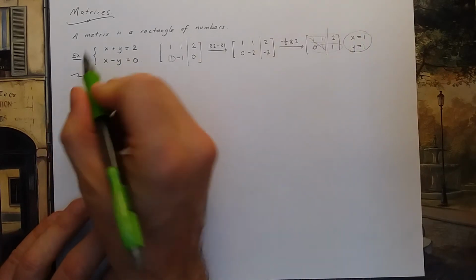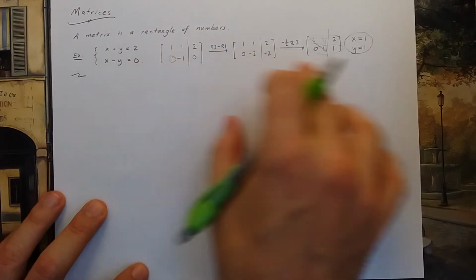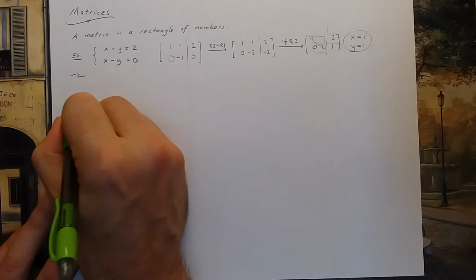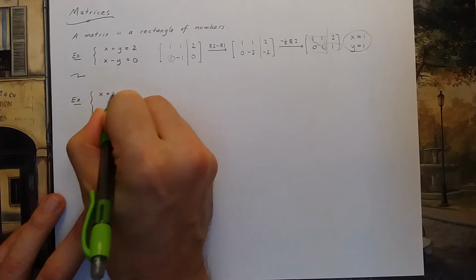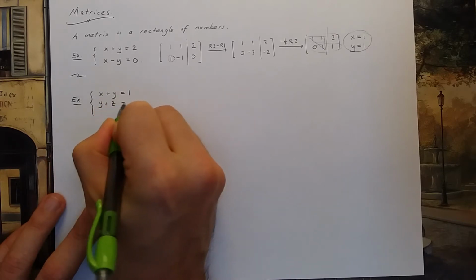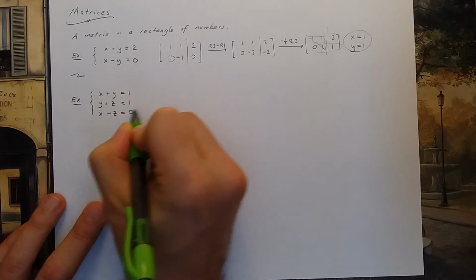Let's do another example of representing a system as a matrix and then using the row operations to understand the solutions of that system. How about if I have x plus y equals 1, y plus z equals 1, and x minus z is equal to 0.